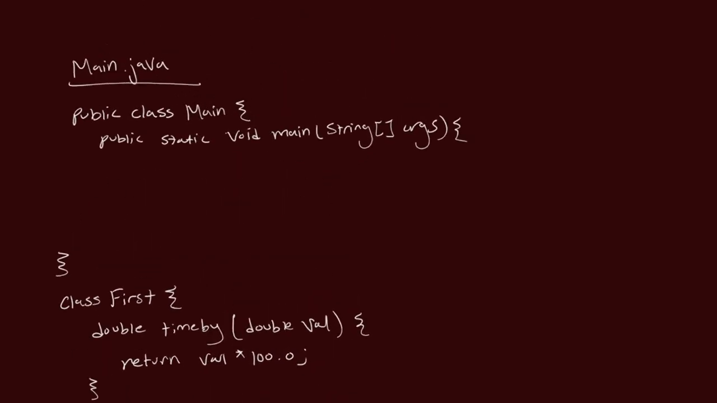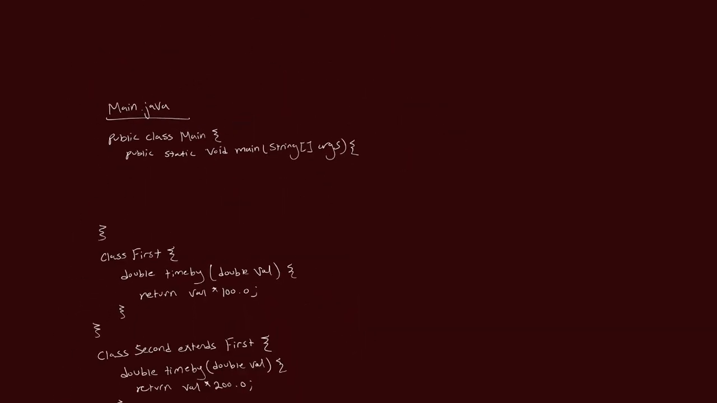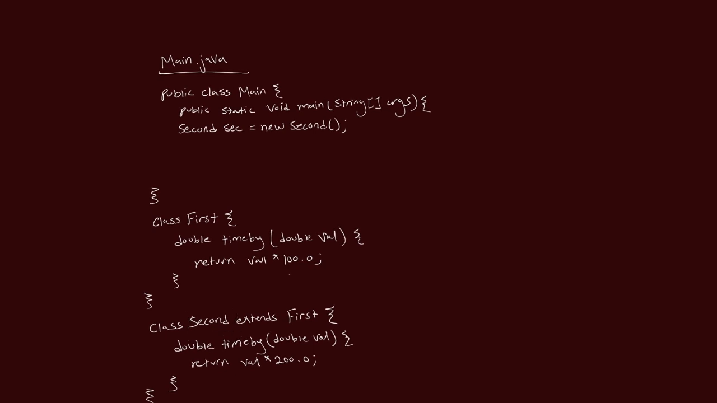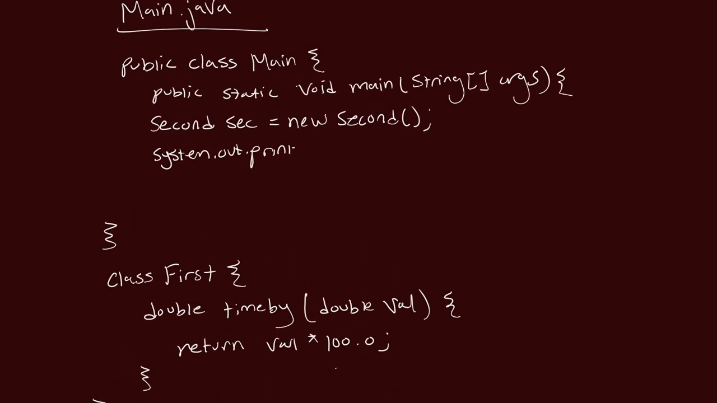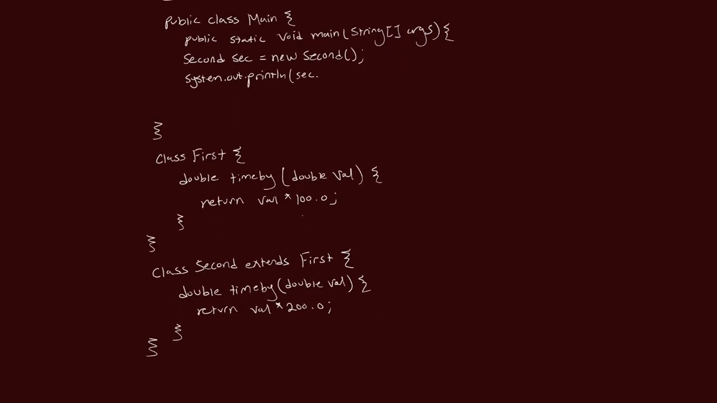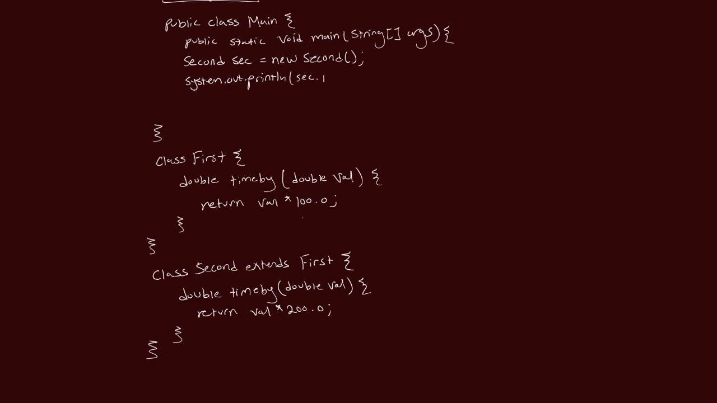Okay, now back to our main method. So let's call our second class. So we do second, let's do sec equals new second. Okay, and let's do System.out.println, and we're going to call sec, and we're going to call our times by method. We're going to pass in 1.